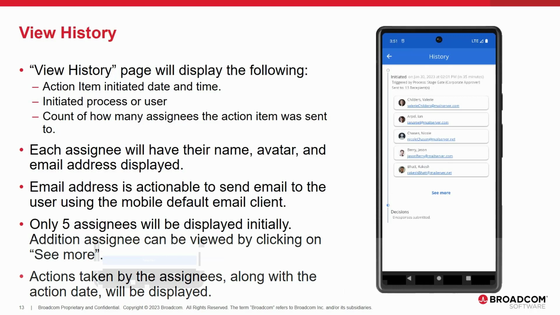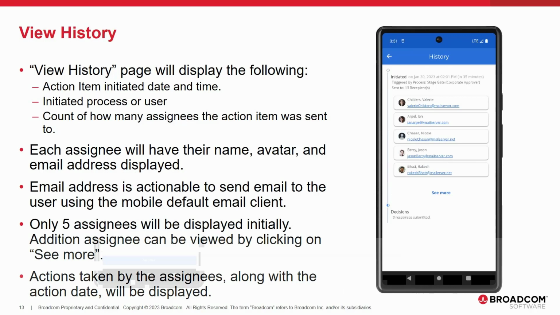Right below it will be the list of how many recipients have received the specific action item along with their information. The users that have received this, or essentially the assignees, will have their name, avatar, and their email address displayed. The email address is hyperlinkable, which means the user can touch on the email address and the default email client will open up to allow the user to contact that specific assignee for any direct communication.